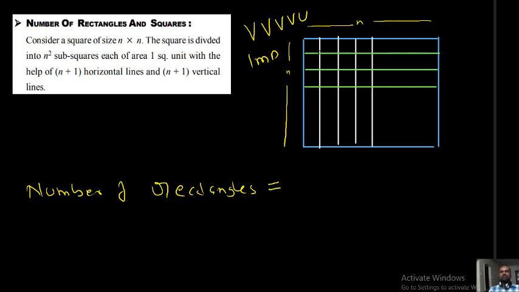students, what should I do? How many horizontal lines and vertical lines? Horizontal lines are n plus 1. From the n plus 1 horizontal lines I want to select 2. So these many rectangles. This is nothing but (n plus 1 C 2) whole square.